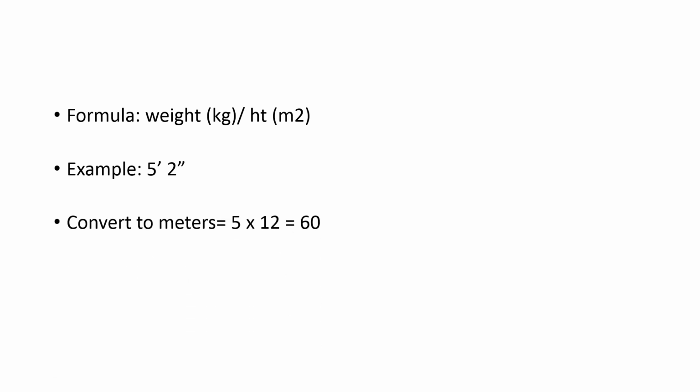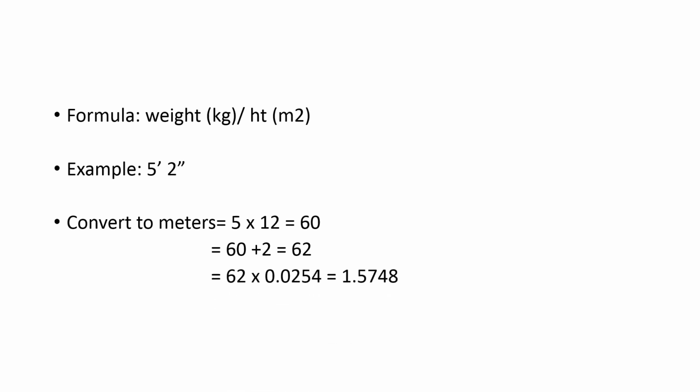Now, the formula for BMI is weight in kilograms over height in meters squared. Since heights are measured using different units of measurement, for example this one, 5 feet and 2 inches, we will need to convert this into meters. To convert to meters, we will first take the 5 feet and multiply it by 12, because in every foot there are 12 inches. So 5 times 12 equals 60 inches. Now 60 plus the 2 remaining inches gives you 62 inches.